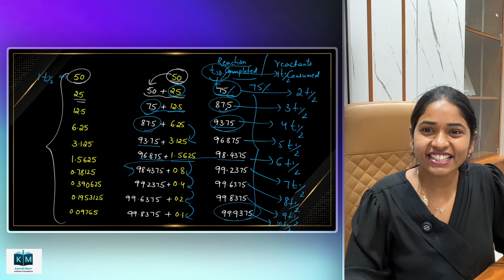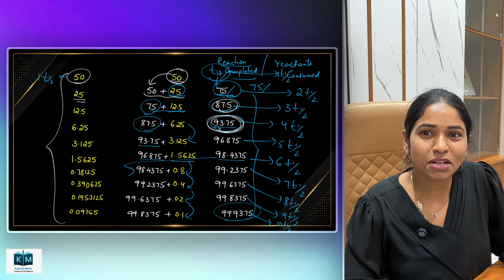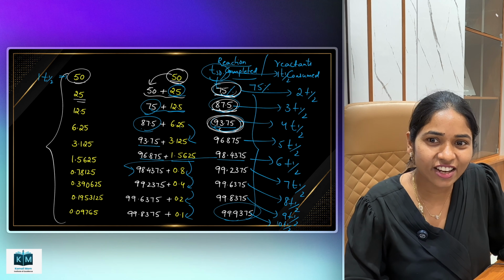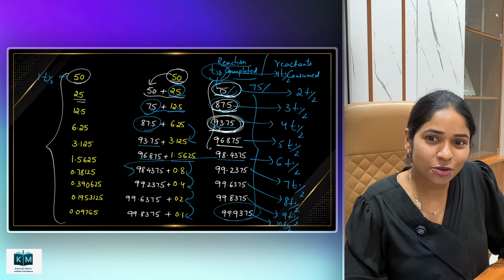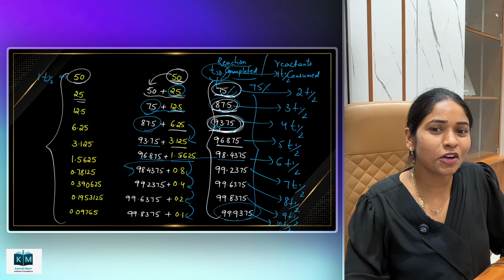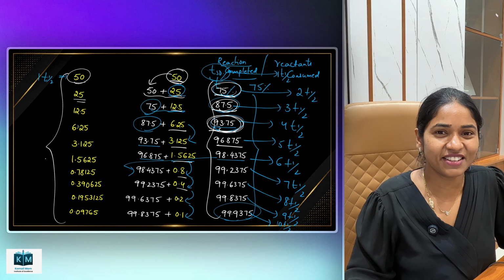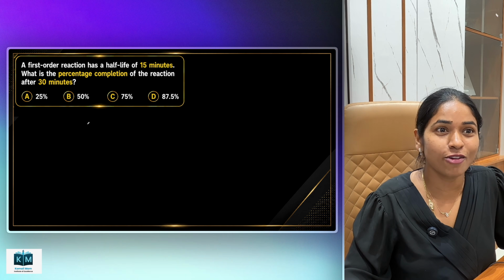This is the 93.75 related, right? So these percentages are consumed. This yellow color one is the amount of substance which is left. Easily you can do, no? Now let us see the question. See here how I did.